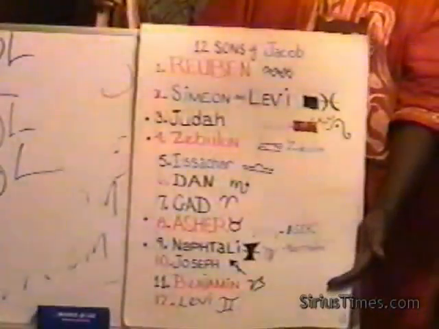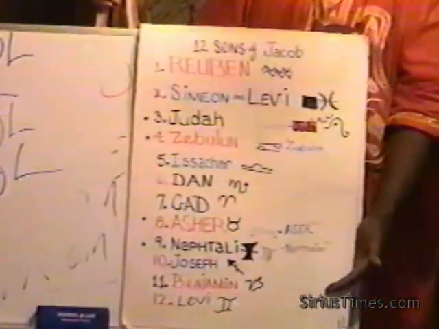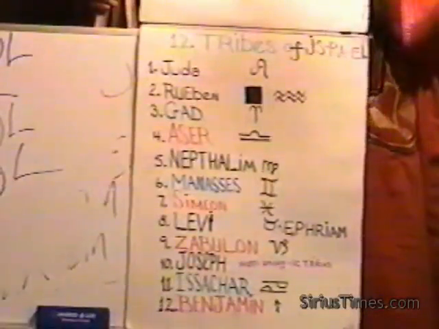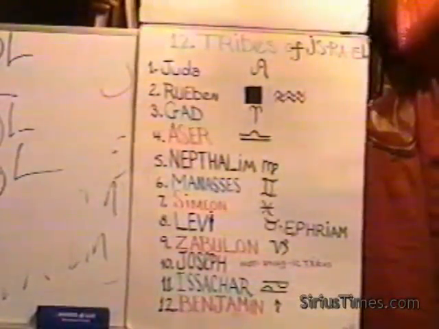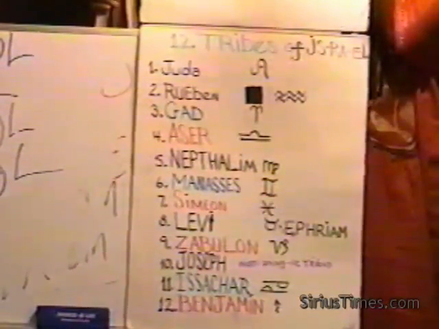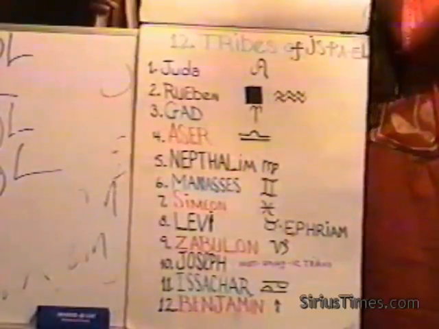These are the 12 signs of the Zodiac. These are the 12 constellations. Now, I'm not going to stop and do these names individually. Okay.